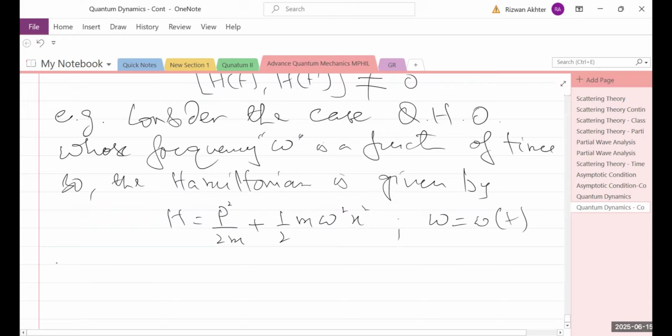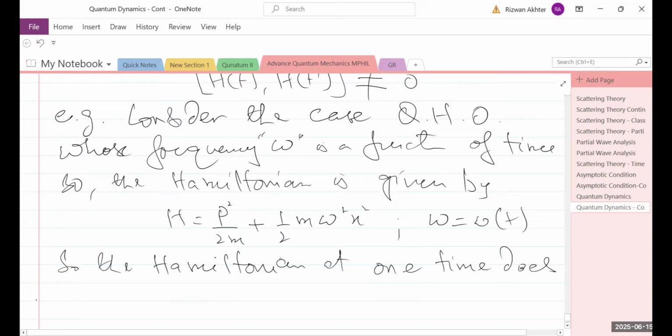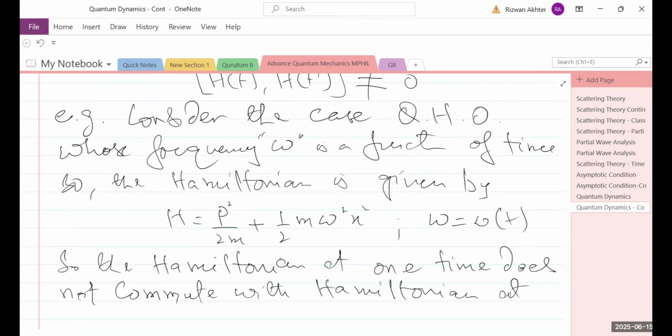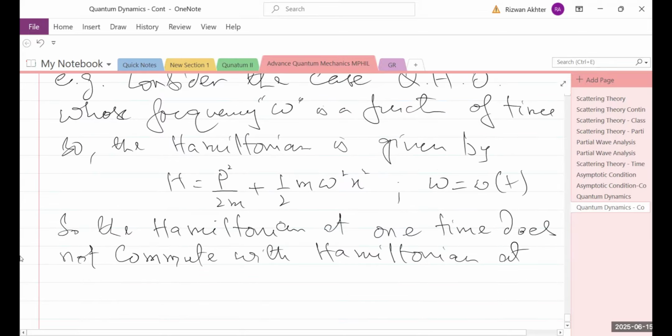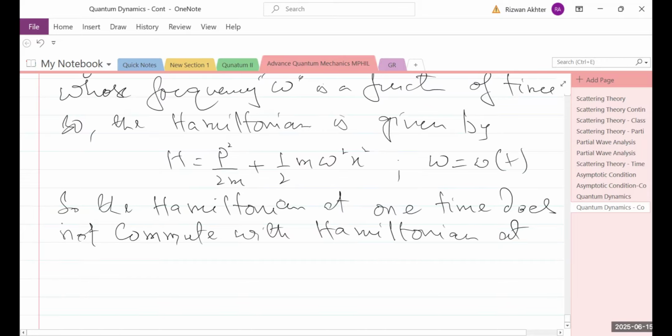So the Hamiltonian at one time does not commute with the Hamiltonian at another time.